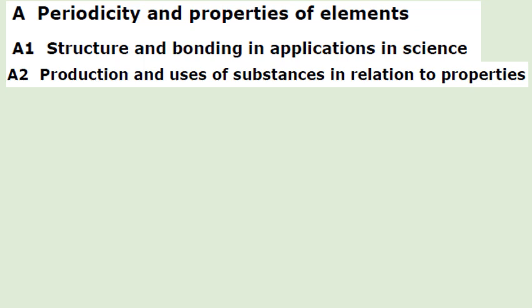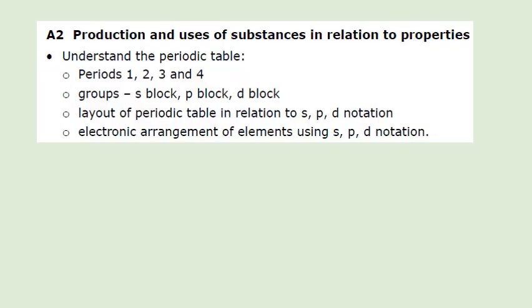And the second assessment point starts with production and use of substances in relation to properties. It doesn't really give you too much information there until we expand that out. And this is what we're going to focus on today. So we're going to look at periods 1, 2, 3 and 4 and what that means. We're going to look at groups. We're going to look at S block, P block, D block. We're also going to look at something called the F block, which isn't mentioned here. And we're going to look at the layout of the periodic table and using electron configuration as well.